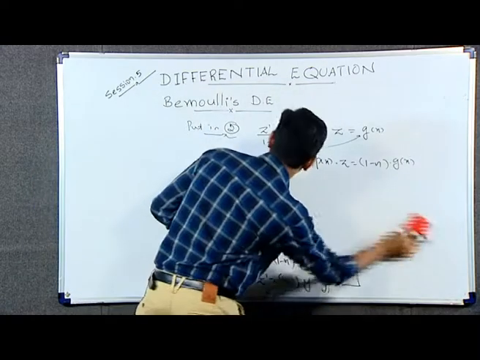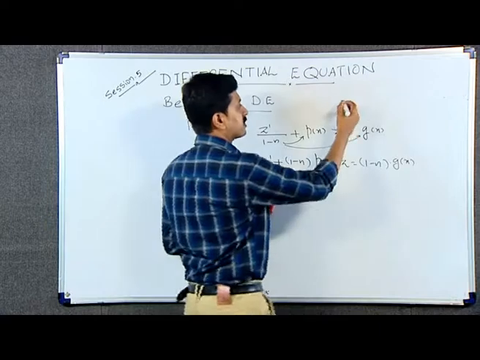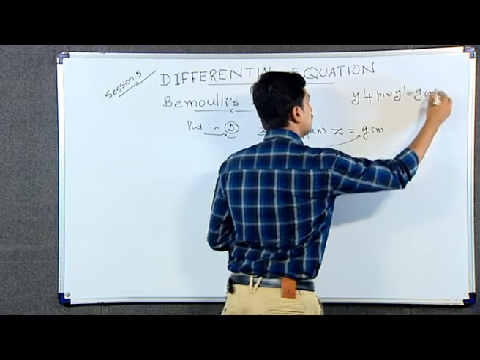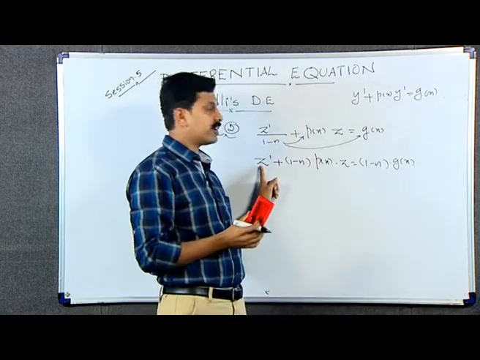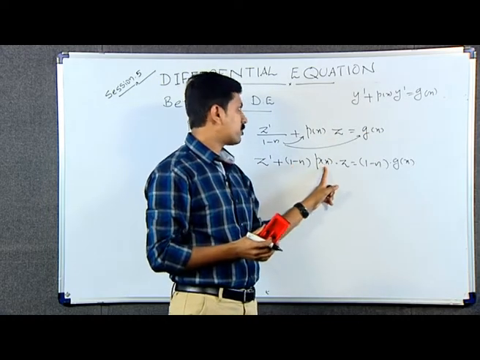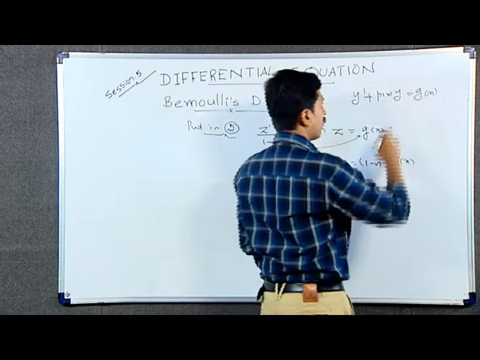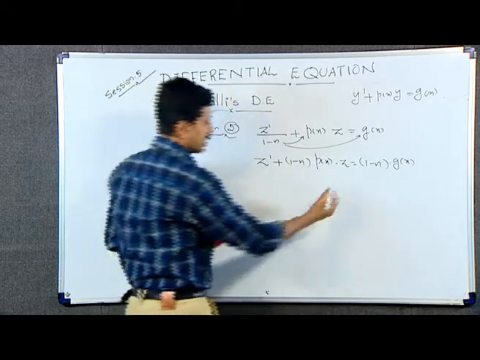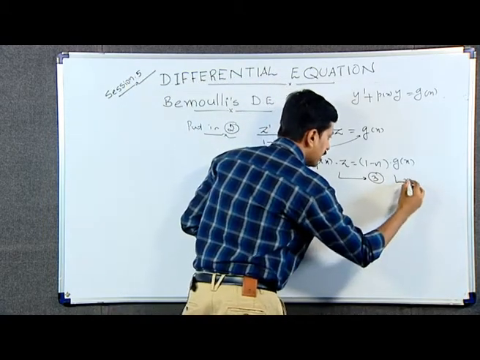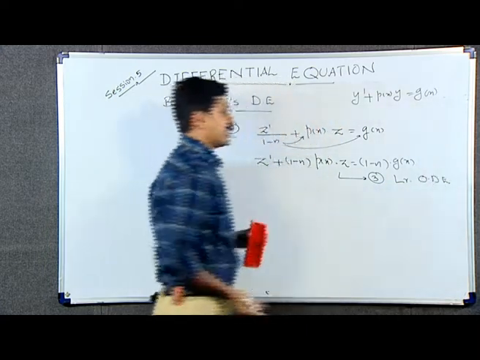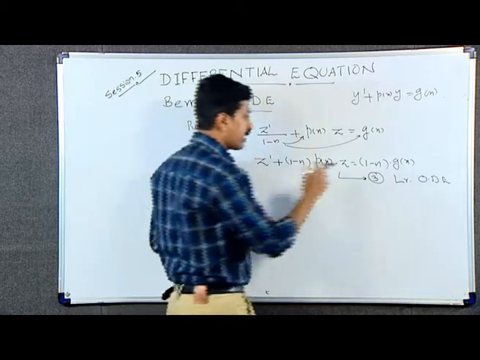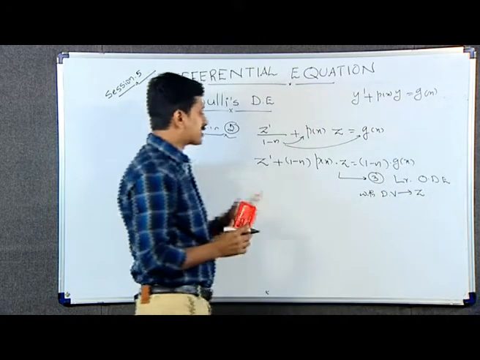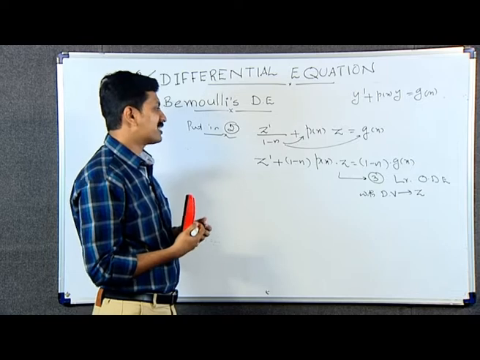Now, see this differential equation. Compare it with our ordinary linear differential equation. Instead of y', here we have z', instead of p(x), here we have (1-n) p(x), and instead of g(x), here we have (1-n) g(x). See, this equation number 3 is a linear ODE. It is a first order linear ODE with dependent variable z instead of y.